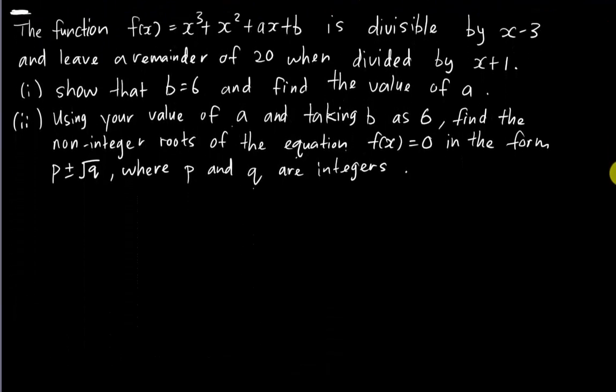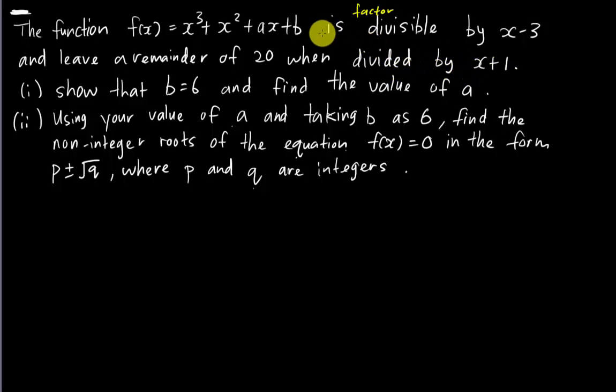Okay, it's over here. The past year question is something like this. The question will say the function f(x) is x cubed plus x squared plus ax plus b is divisible. Divisible here actually is the same meaning with the factor. Divisible means it can fully divide, then the remainder will be 0. So it's the same meaning with factor, if you understand that. Alright, it's divisible by x minus 3 and leave the remainder of 20 when divided by x plus 1.